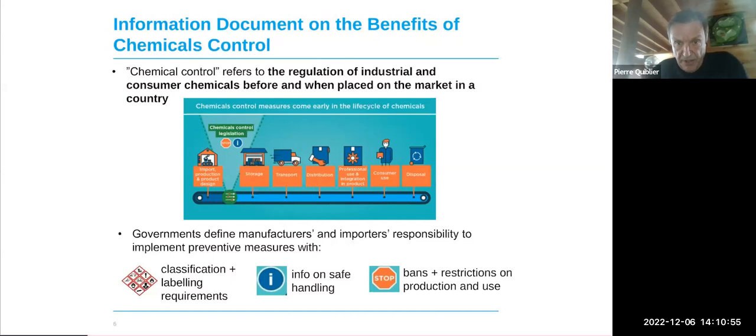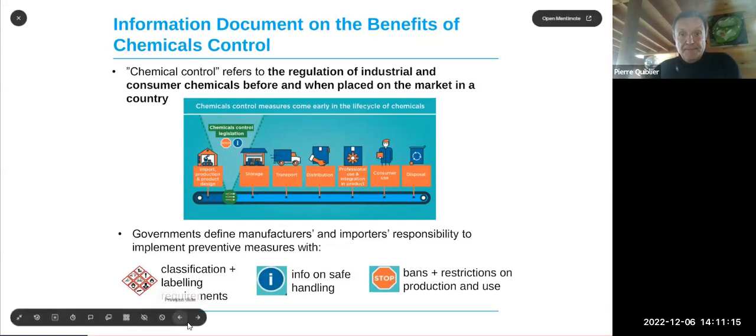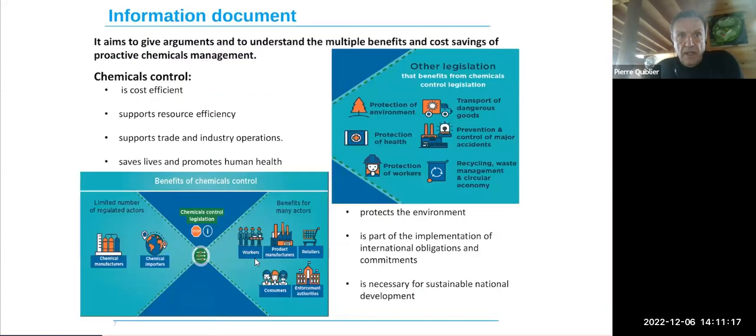Governments define manufacturers' and importers' responsibilities to implement preventive policies, and they are related to classifications, labeling requirements, information on safe handling, bans and restrictions of production and use. Next, please.